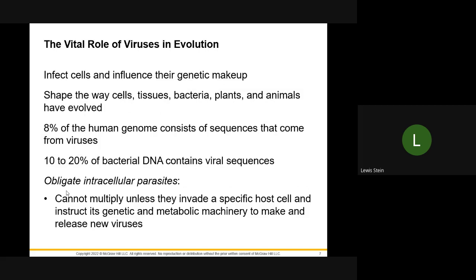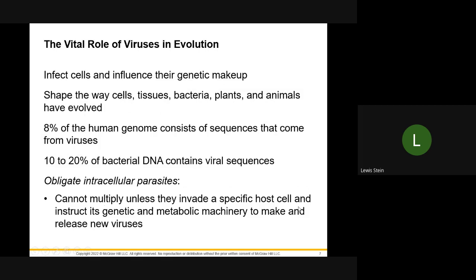Lyme disease, the most common in the United States of the vector-borne diseases brought to you by another species, in this case a tick, is by definition an obligate intracellular parasite. It comes from the bloodstream and the cells of the tick, and then infects us when the tick lands on us and seeks a blood meal, which they do. So they cannot multiply unless they invade a specific host.